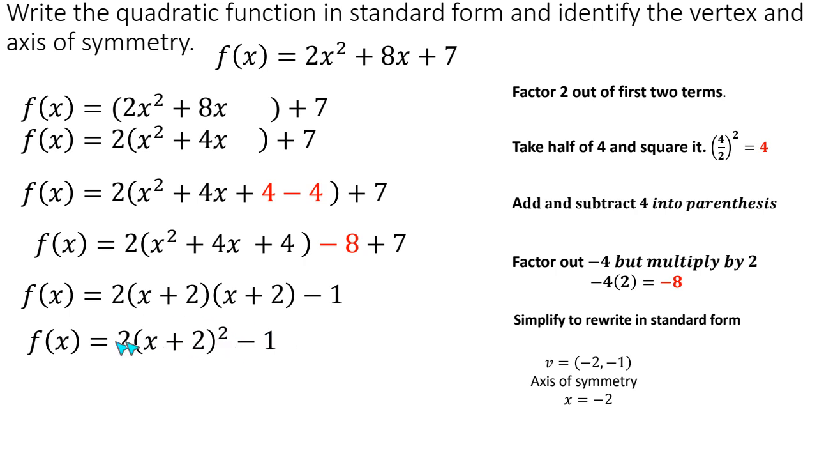So now this is in standard form, and I can identify my vertex, which is this number here. The axis of symmetry is always the x-coordinate of the vertex.